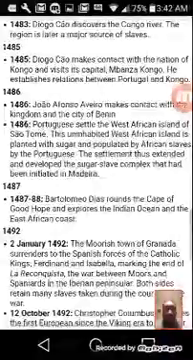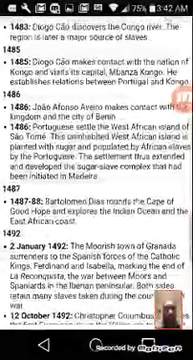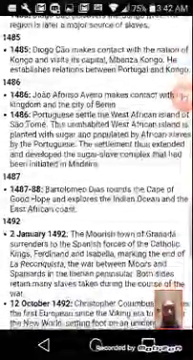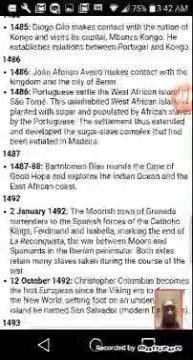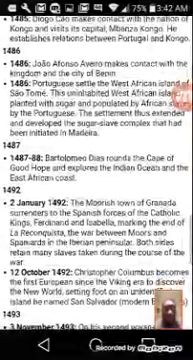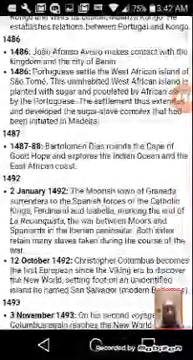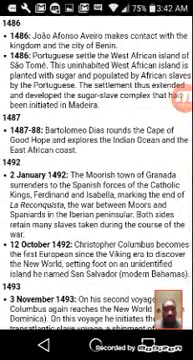Okay, 1483, Diogo Cão discovers the Congo River. The region is later a major source of slaves. Say anywhere Esau goes and finds our people, you know, they just automatically take them as slaves. You know. 1485, Diogo Cão makes contact with the nation of the Congo, visits its capital, Mbanza Kongo. He established relations between Portugal and Congo.